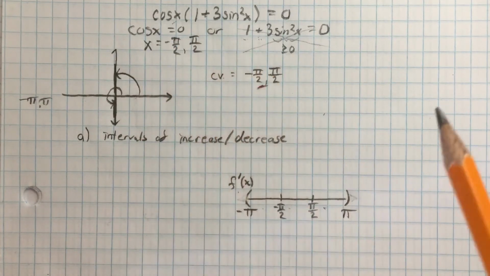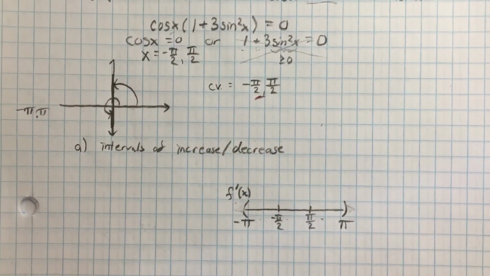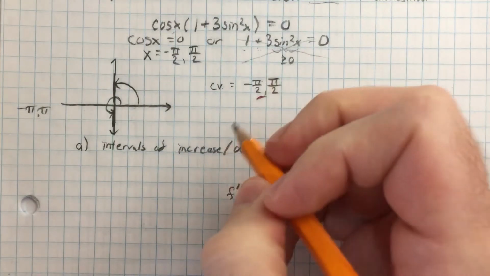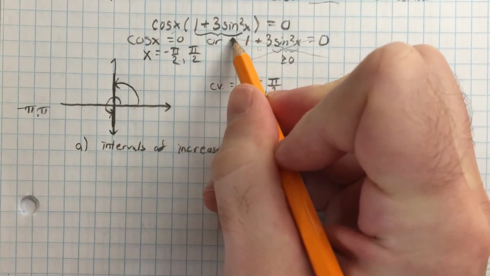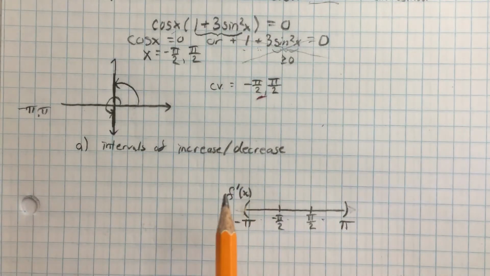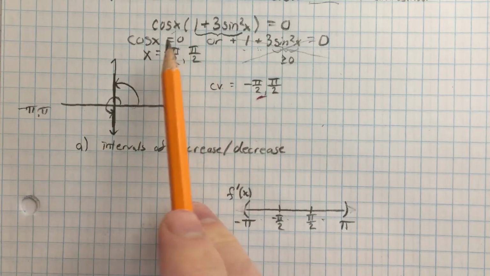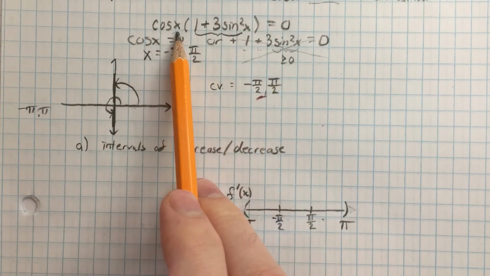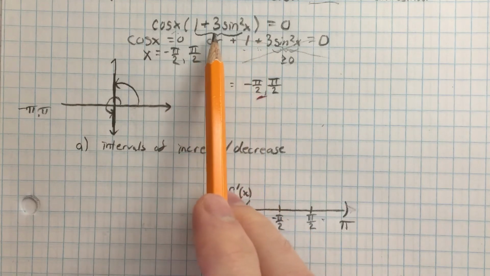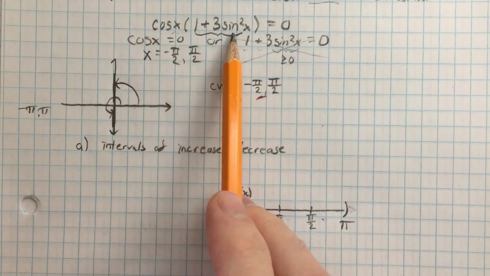So going back to f prime, we have cos x times 1 plus 3 sine squared. But we know, as we just explained, that the 1 plus 3 sine squared expression is always positive. So the only thing impacting the sign of the derivative is the cos function. This factor will not impact the sign of the derivative whatsoever.